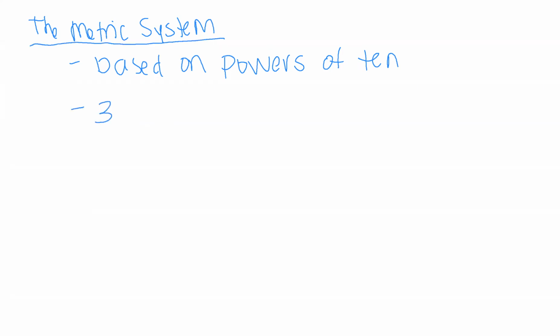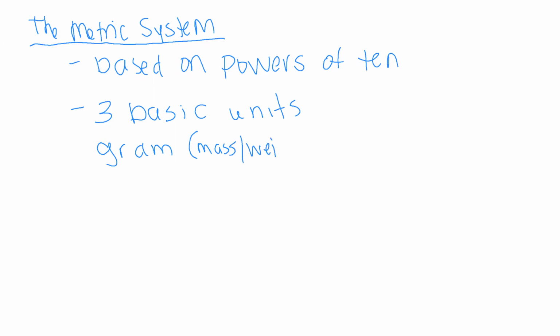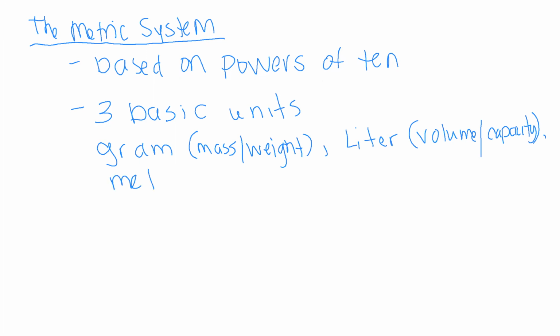There are three basic units. There's the gram, which is the basic unit for mass or weight. There is the liter, which is the basic unit for volume, or you'll see it called capacity. So think like liquid for us. And then there is the meter. This is the basic unit for length.